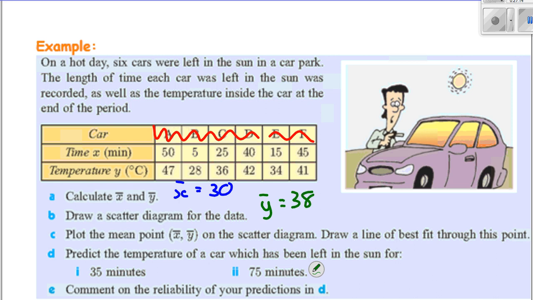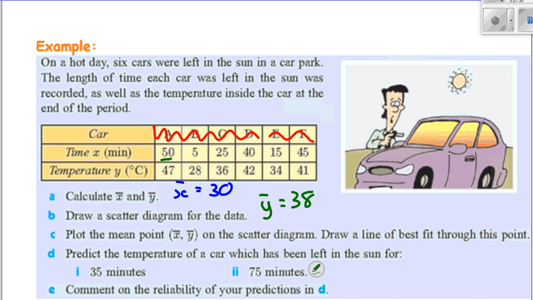Then you're asked to draw a scattergram for your data. So in your exams, you'll probably be told more specifically what to use as a scale for your X and Y axis. If not, you just have to look. Okay, the lowest value in time is 5, so go down to 0. The highest value is 50, so our X-axis is going to have to go from 0 to 50. So you could easily go up by 5s, or by 10s, that's fine.